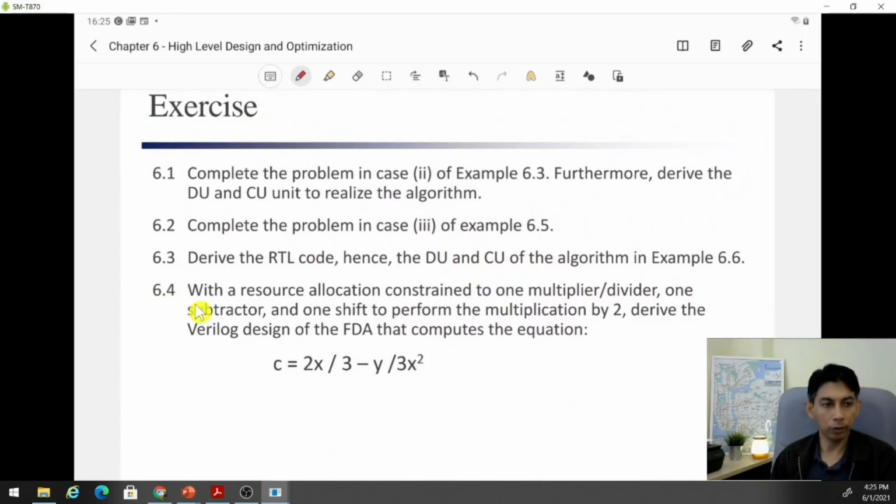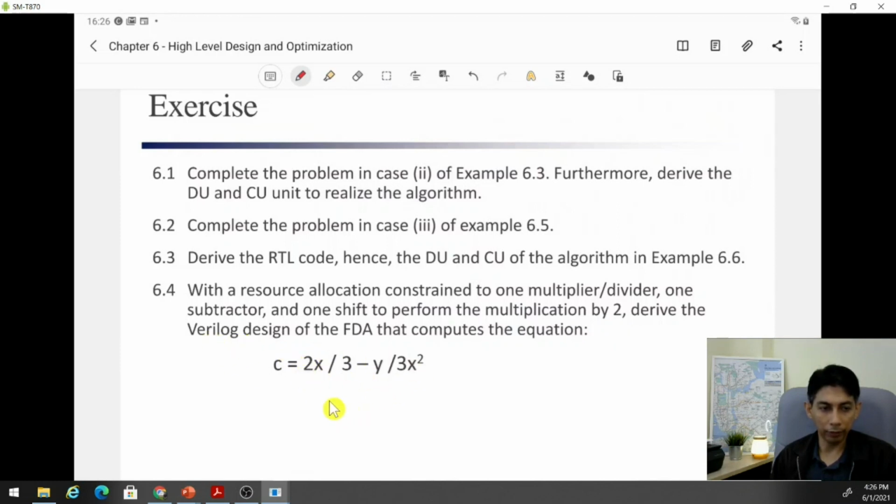And the last one is 6.4, with resource allocation constraint to one multiplier or divider, one subtractor, and one shift to perform the multiplication by two. Derive the Verilog design of the FDA that computes this equation. Okay, so this is your homework as well. You need to use only one multiplier or divider, one subtractor, no need for an adder here, and one shift to perform multiplication by 2. So this is multiplication by 2, 2x, so you can use the shifter, right? And derive the Verilog design.